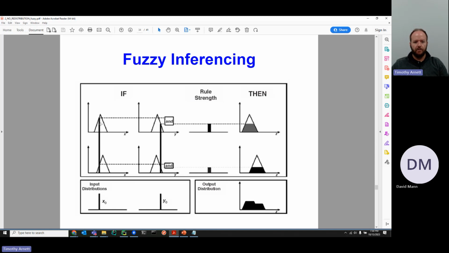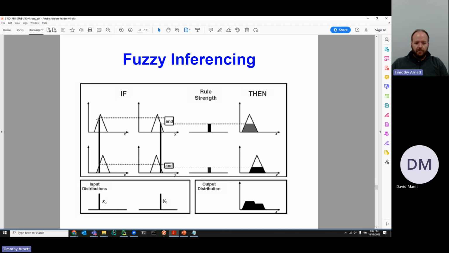By definition, they have to be. And so this rule is associating this membership function for X and this membership function for Y with this output membership function for Z. So that's what the rule defines. If X is in this set and Y is in this set, then your output Z is in this set. Same with the second rule. The membership functions are just different on the input and output side.